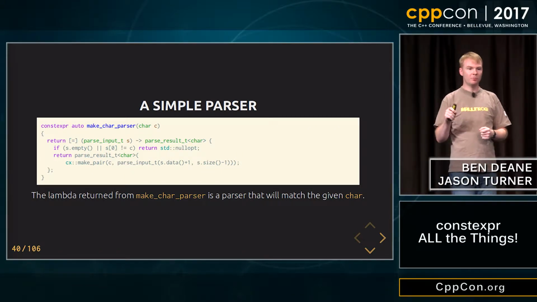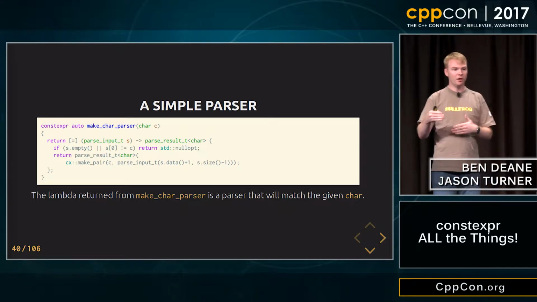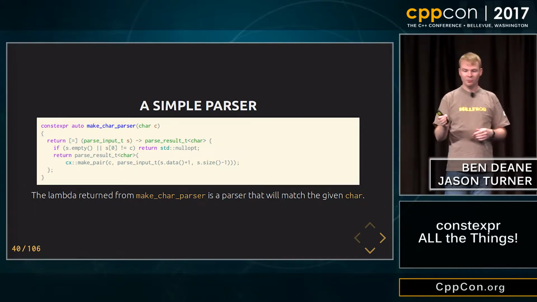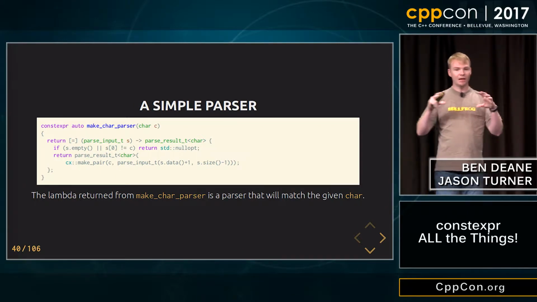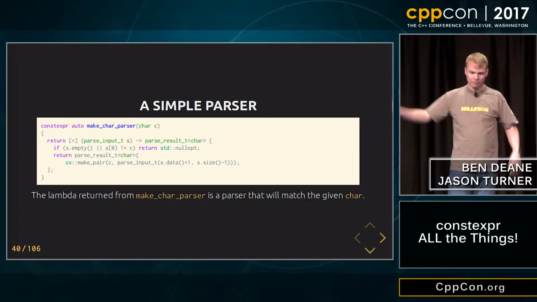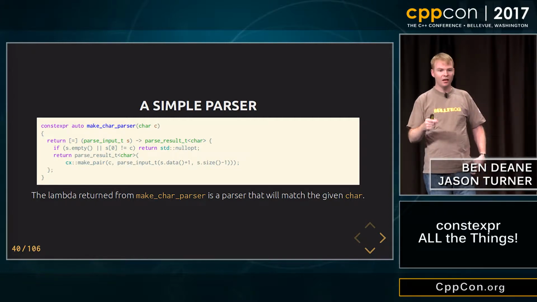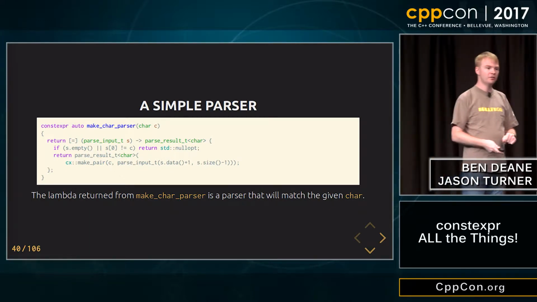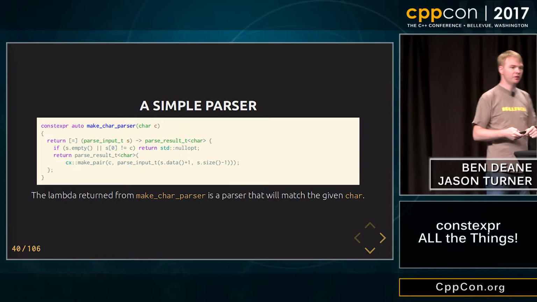So now make char parser will make us a parser that matches the character we give it. We capture the character in the lambda, and what we're returning is a lambda, which is a parser, because it's a function from string to list of pair of thing and string, so optional pair, right? This code on this slide is exactly the code you saw on the previous slide, but just put into a lambda, and it's now capturing the character. So make char parser will give us a parser for any char that we give it.